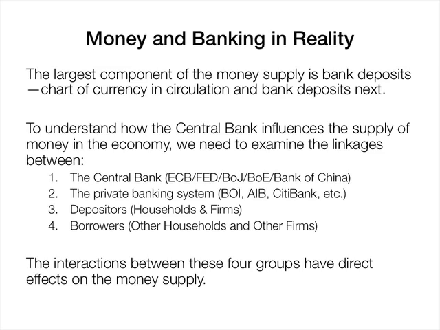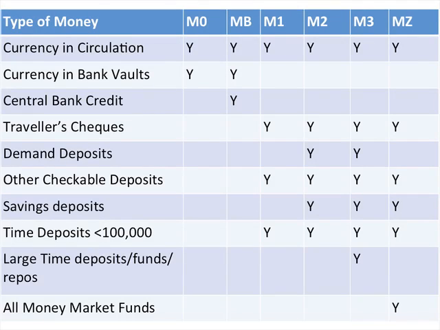Anyway, right, four things. The central bank, which is like the ECB, the Fed, the Bank of Japan, whatever. The private banking system, Bank of Ireland, AIB, all of that. Depositors and borrowers. Depositors are you. Borrowers are you. You are a depositor, you put the money in the bank. You're a borrower, you take the money out of the bank. It's the same people, just at different points in their lives. Now, the interaction between these four groups has various effects.